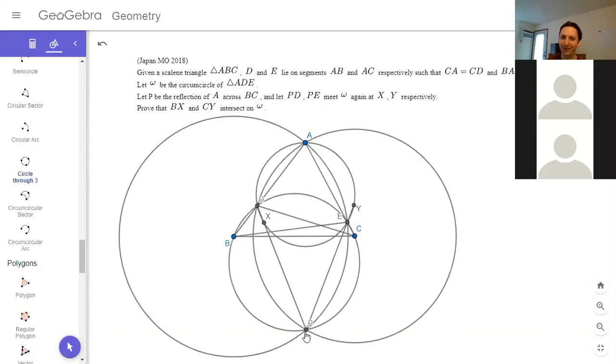Isn't GeoGebra great? It just gives us the answers to everything. But yeah, that would just be an angle chase to show that P lies on that circle. Okay.